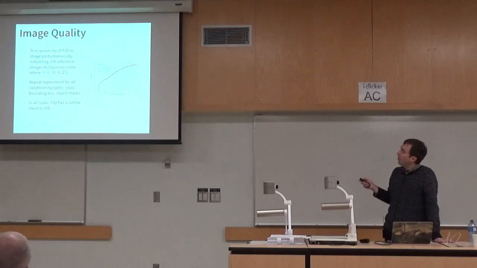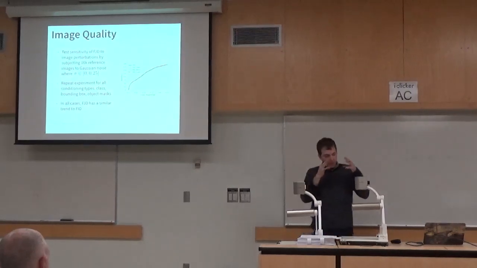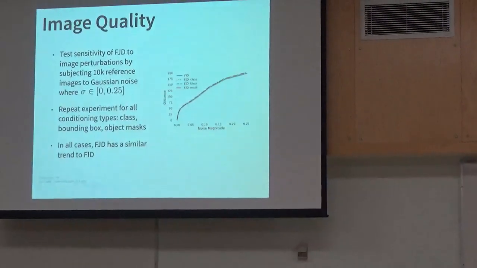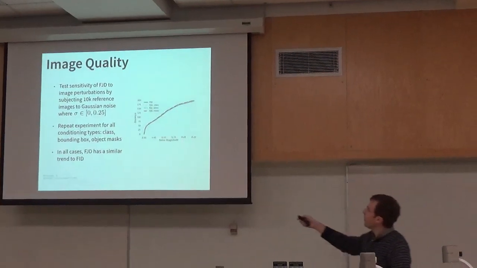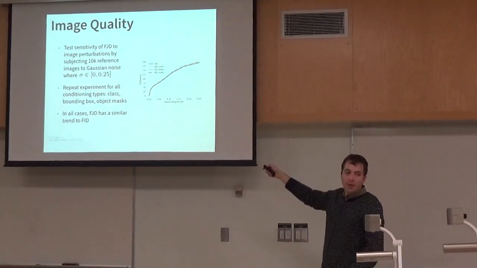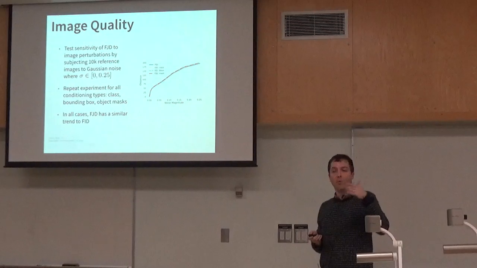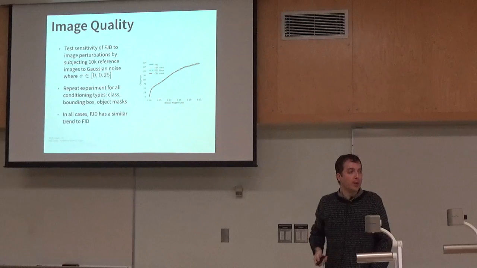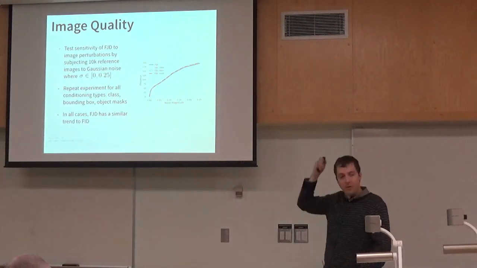So, for example, in the image quality experiments, we've taken 10,000 of these synthetic images as a reference data set, and then we take another 10,000 and introduce varying levels of noise. We see that both the FID, which is a standard metric of visual quality, in blue, and different variants of FJD, where we consider conditioning on class, or bounding box, or image masks, track each other pretty well. Okay, so both FID and these variants of FJD care about visual quality.